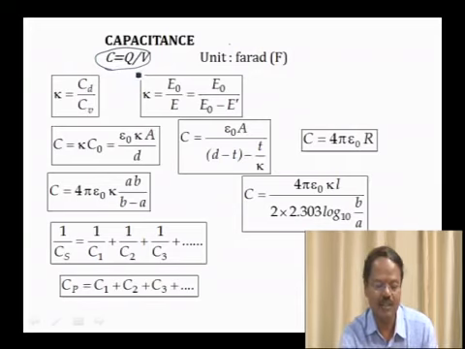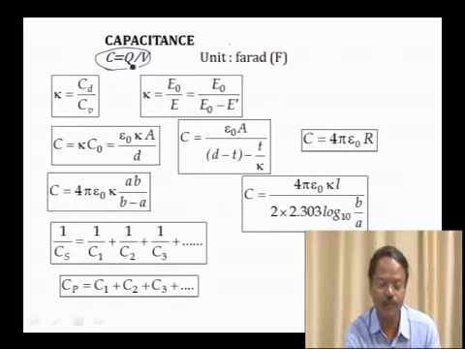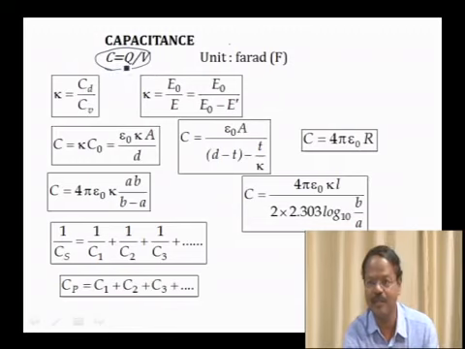So, C is Q by V, a ratio which is constant. Just because Q is present in the equation, you should not think that C depends on Q, or that C depends as 1 by V; that is a wrong concept. If Q increases, V also increases in the same proportion, so that the Q by V ratio is a constant, and that constant is the capacitance of the capacitor, whose unit is the farad.